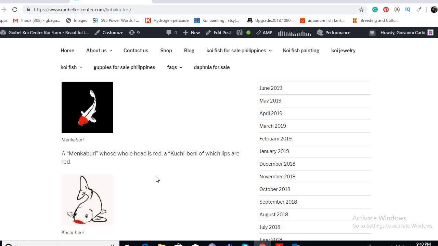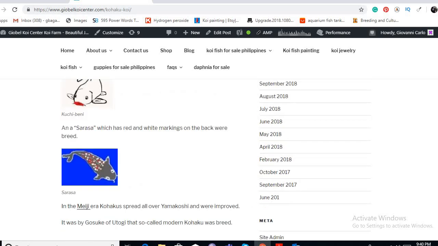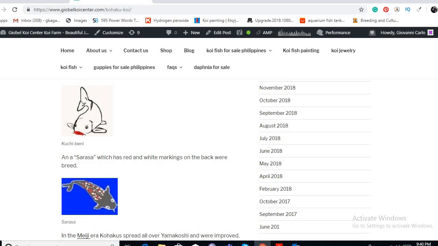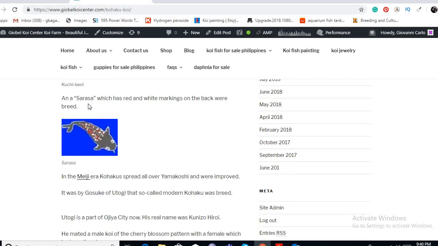Kochibini, of which lips are red. So there also appeared a Kochibini, a white koi with red lips. And then there appeared a Sarasa, which has red and white markings on the back. Here, white and red markings.